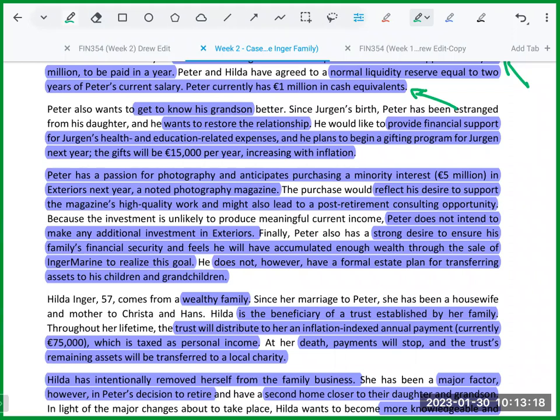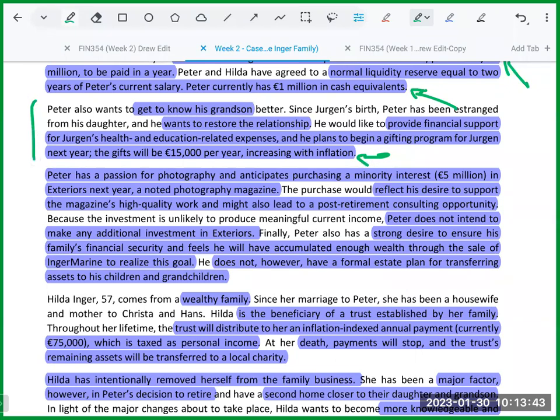He plans to begin a gifting program next year, and the gift will be 15K per year, increasing with inflation. So we need to consider the 15K on an incremental basis with inflation. It means that it's not 15K all the way. It will increase with the 3% inflation. This will be a unique circumstance as well.